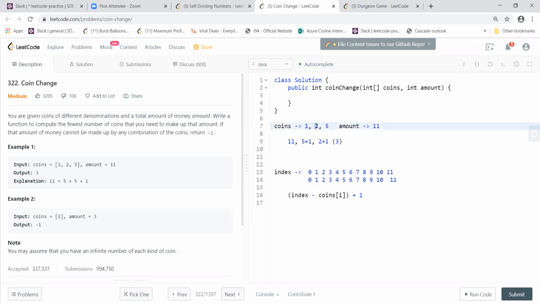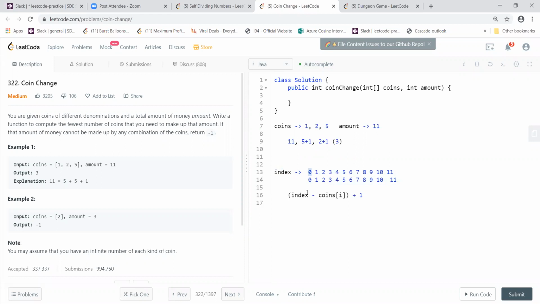Now I start with the second coin, again from the first index. First index 1 is lesser than 2, so I can't do anything here. So I go to the second index, 2, and I see this 2 is equal to this coin's denomination. So from here, if I subtract 2, index 2 minus the coin's denomination of 2 comes to the 0th index over here. So for denomination of coin 2, I will have 1.